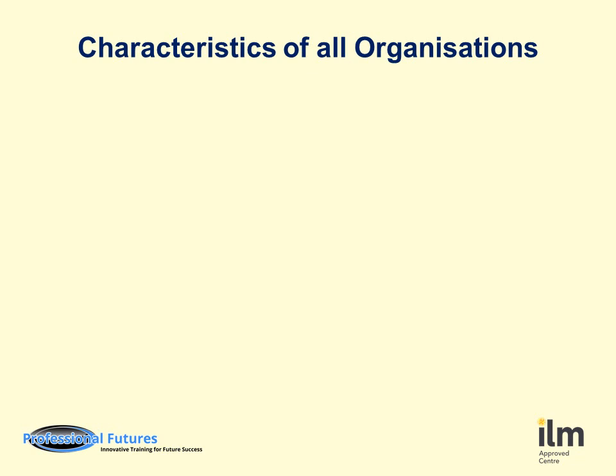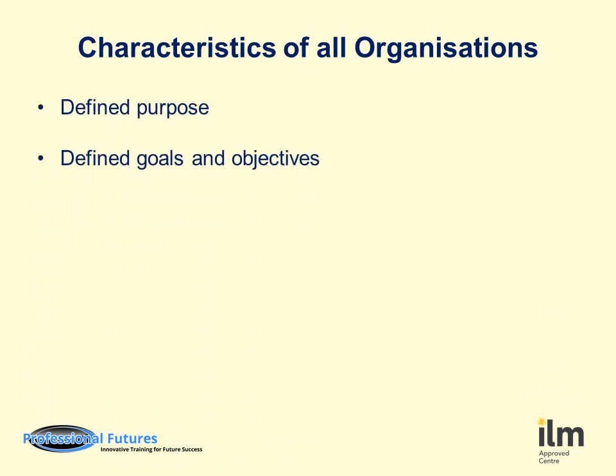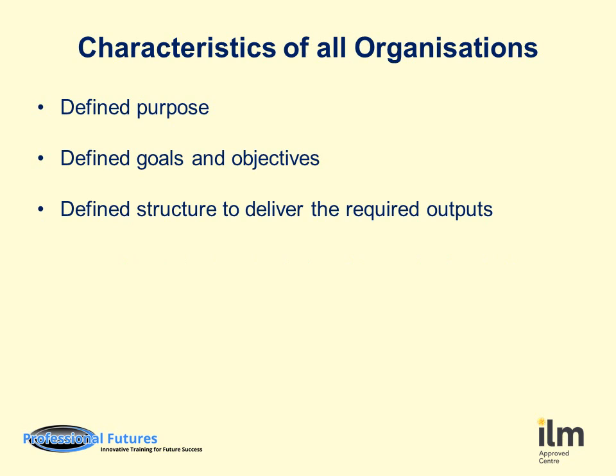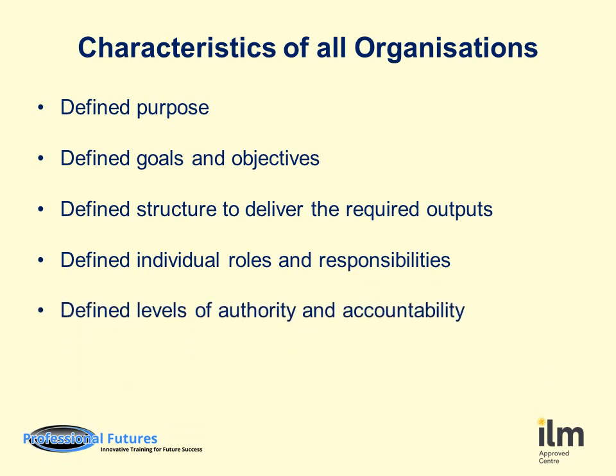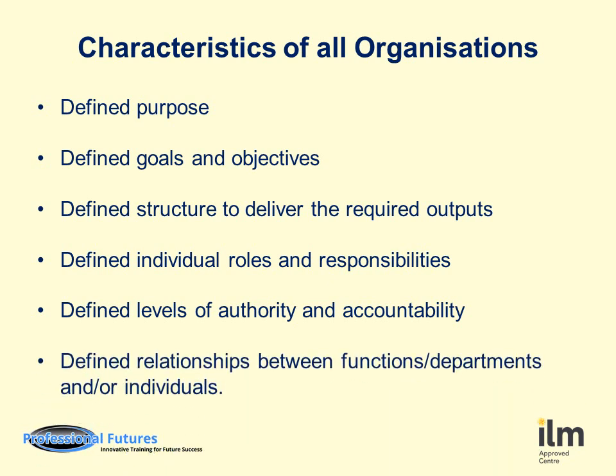And organisations can be affected by the environment in which they operate and by wider forces in the global arena. So an organisation could, therefore, be said to comprise of the following characteristics: having a defined purpose, defined goals and objectives, a defined structure to deliver the required outputs, defined individual roles and responsibilities, defined levels of authority and accountability, and finally, defined relationships between functions or departments and individuals.